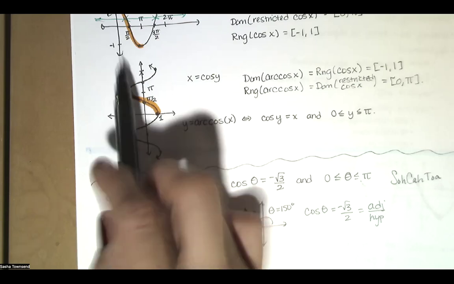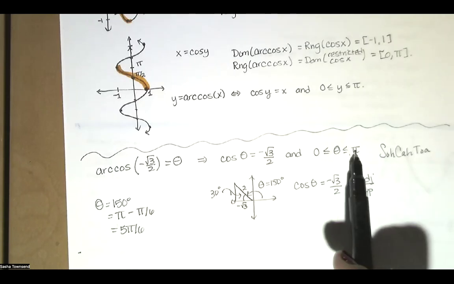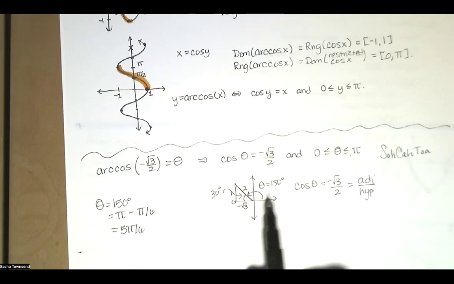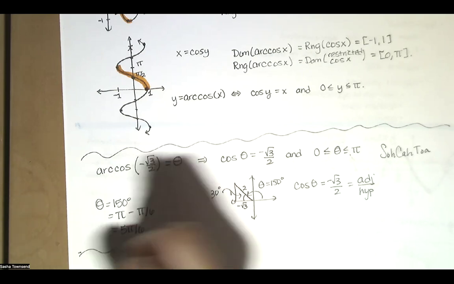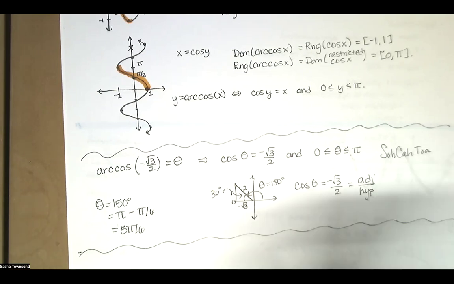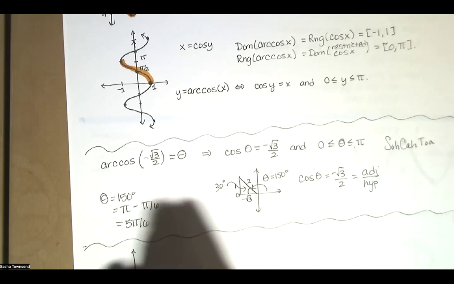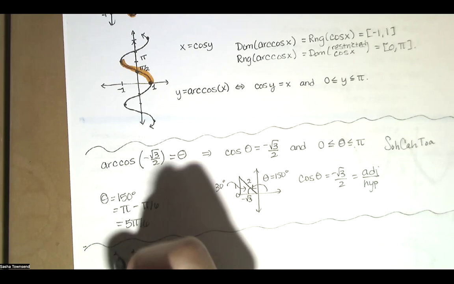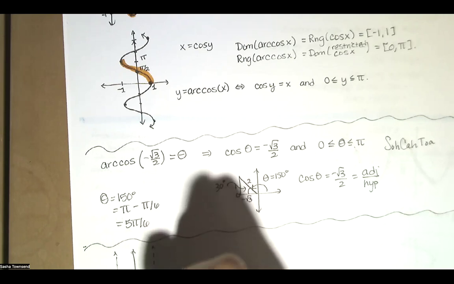And because of our choice of restriction, because of this mathematical convention, it's always going to give us an angle between 0 and pi. So that means it's always going to give us an angle in quadrants 1 or 2. Tangent is similar. Now remember, tangent is sine divided by cosine.